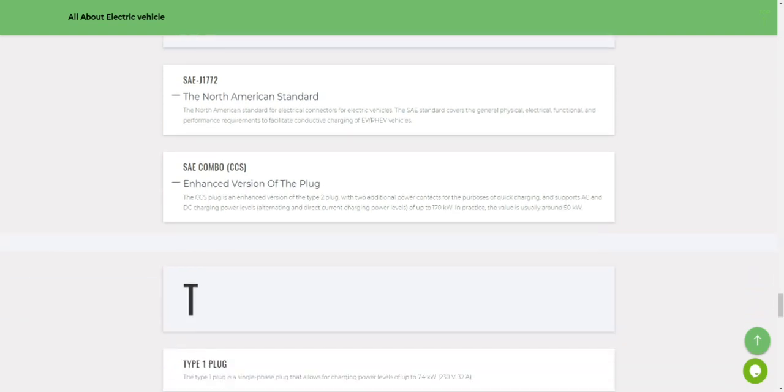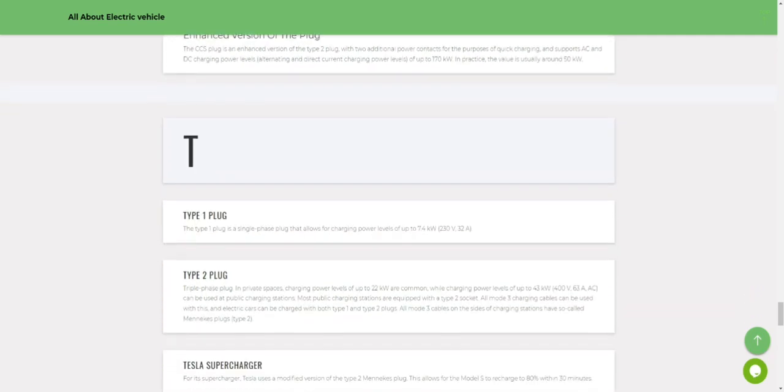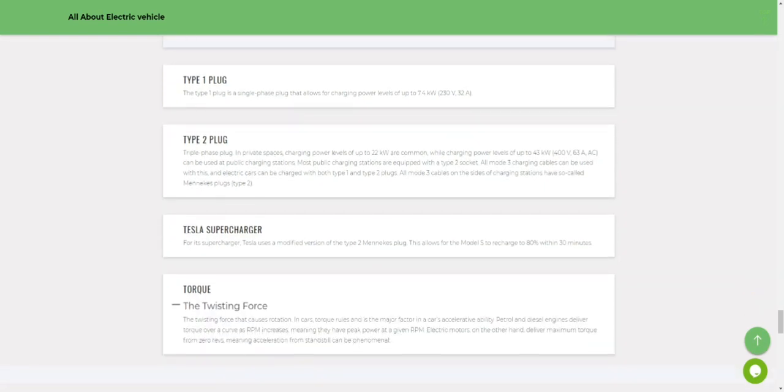Then there's also slow charging, smart charging, SOC. SOC means state of charge. It is the current percentage of power in the battery. Okay. Then from T, there's type 1 plug, type 2 plug. Tesla Supercharger is also there. For its Supercharger, Tesla uses a modified version of the type 2 plug. Okay, this allows the Model S to recharge to 80% within 30 minutes only.